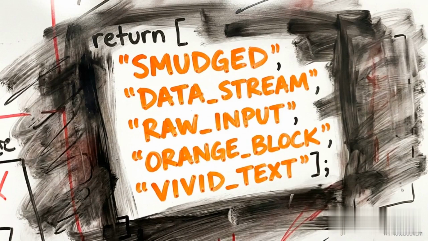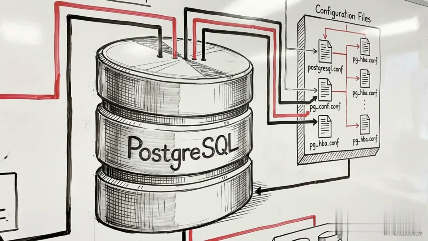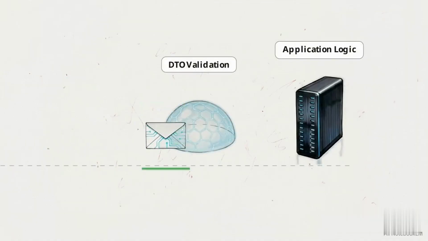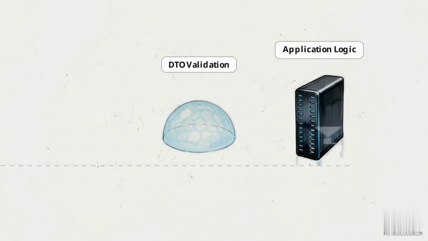However, right now our service is just returning hard-coded mock data. In the next phase, we will replace that hard-coded data by integrating a Postgres database using an object relational mapper, and we will secure our inbound requests by validating them with data transfer objects.